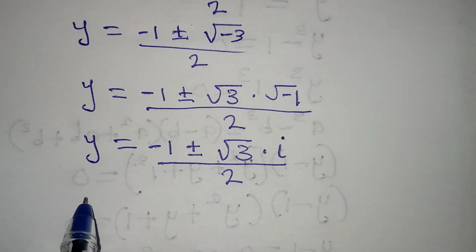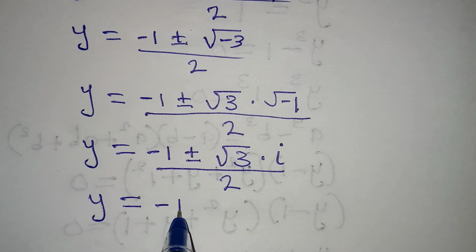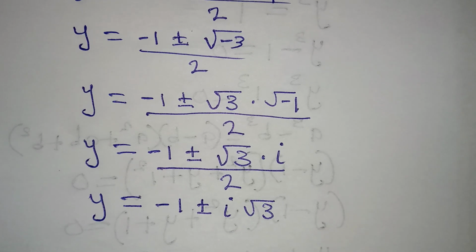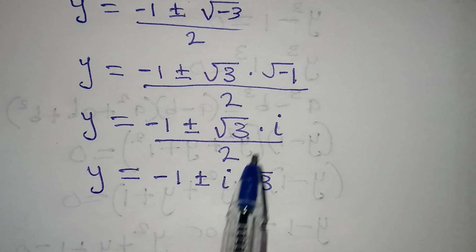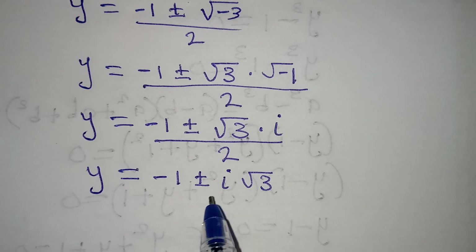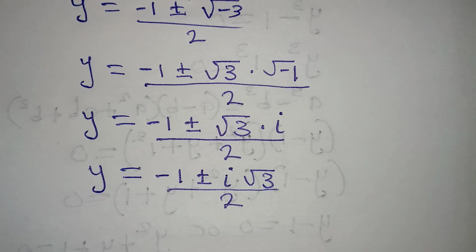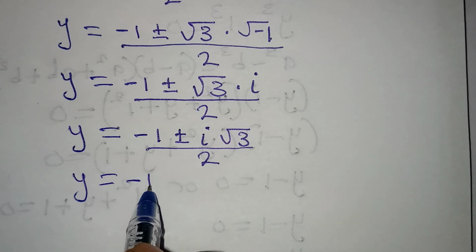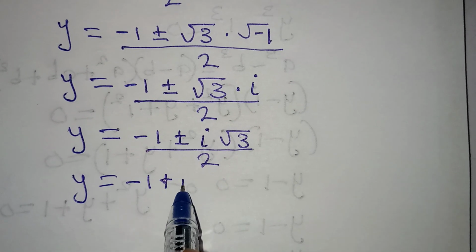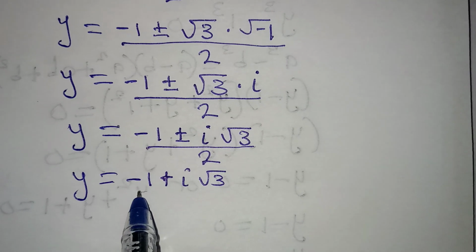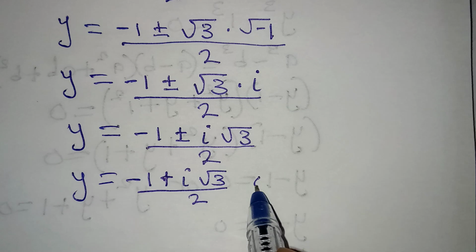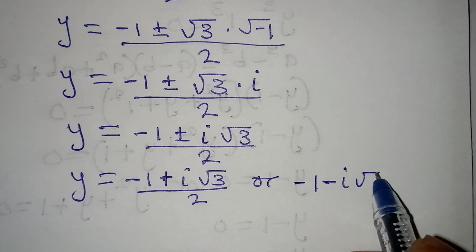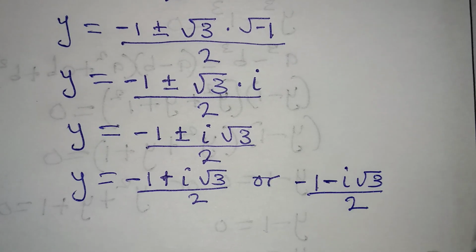Then if we continue from here, y will be equal to minus 1 plus or minus i square root of 3. This is for you to know that the i here is not under the square root sign anymore, right? But then this will now be over 2. And from here, we have a 2-in-1 solution. Y is equal to minus 1 plus i square root of 3, this will be over 2, or from here, we have minus 1 minus i square root of 3, and this will be over 2.